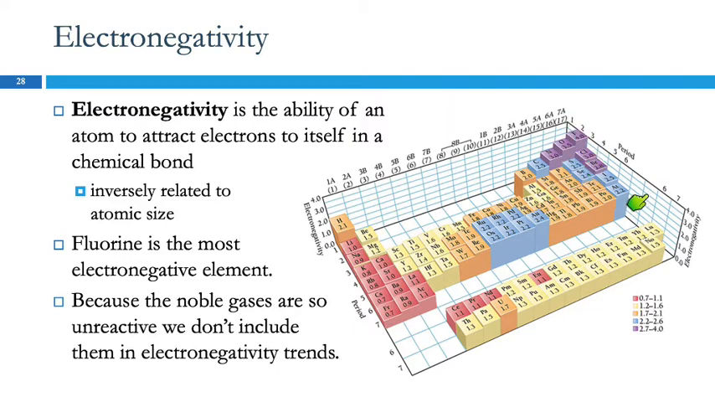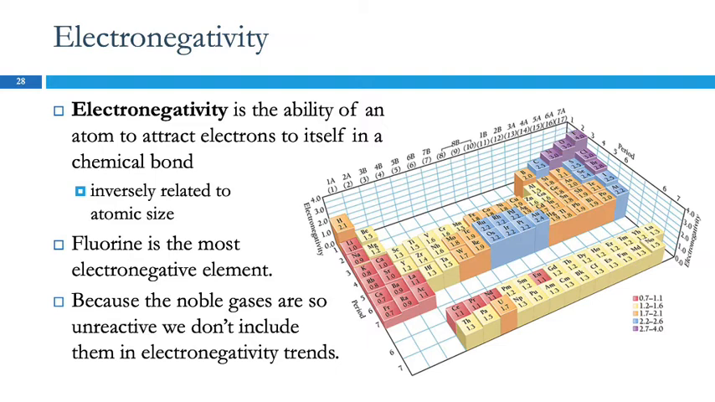There's something missing from this periodic table. It's the noble gases, right? The noble gases make almost no covalent bonds. So if we're never going to be doing anything with them, why put them on the chart? Because they mess it up. We don't want them on there. It messes up the whole chart. So we just leave those guys off. So fluorine is the highest.